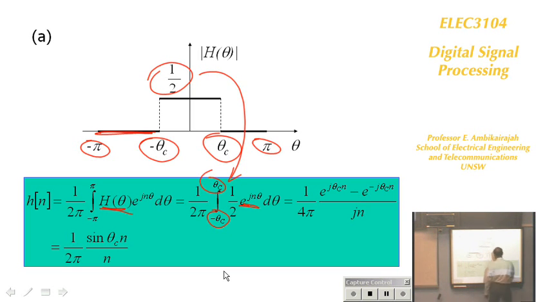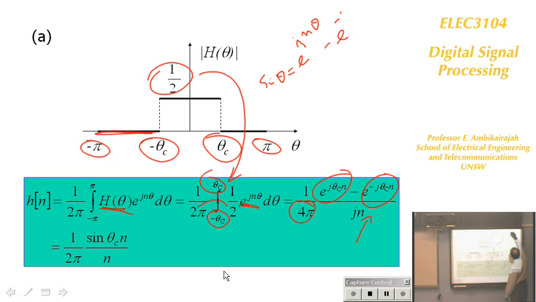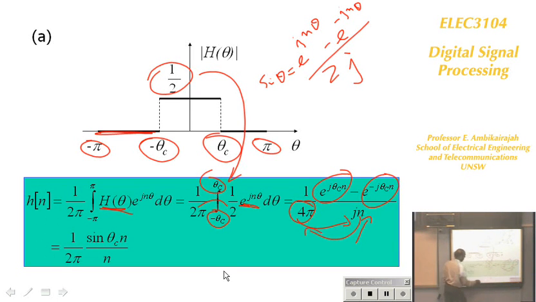If you integrate this, the 2 comes out and that will be 4 pi, which gives you that one plus that one. From here you can say this is like a sine formula. Sine theta is equal to e to the j theta minus e to the minus j theta over 2j, from Euler's formula. We have done that before, so we can use that formula here. When you do that, you can take one of the 2 here and move one of the n out. So you get 1 over 2 pi left over, n is still left, sine.